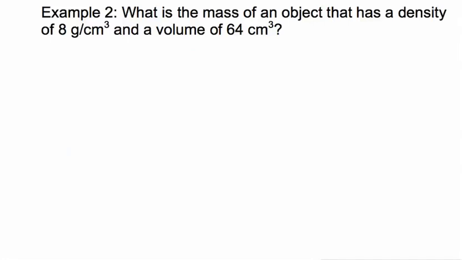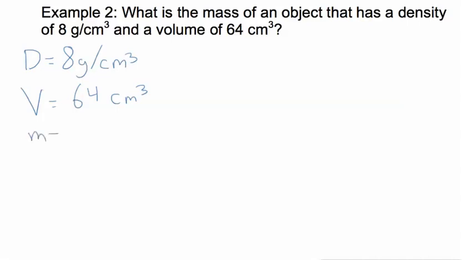Let's look at a second example. It says, what is the mass of an object that has a density of 8 grams per centimeter cubed and a volume of 64 centimeters cubed? So always we write down what we know. Density of 8 grams per centimeter cubed and a volume of 64 centimeters cubed. And remember that 1 centimeter cubed equals 1 milliliter, in case you ever have to convert them, but usually I'll give you the same volume units. And you are asked to solve for mass.